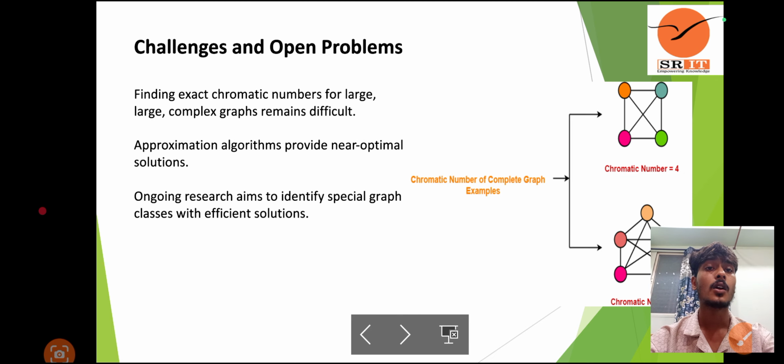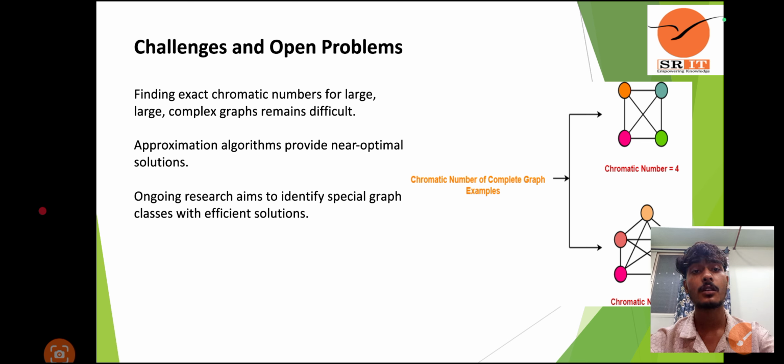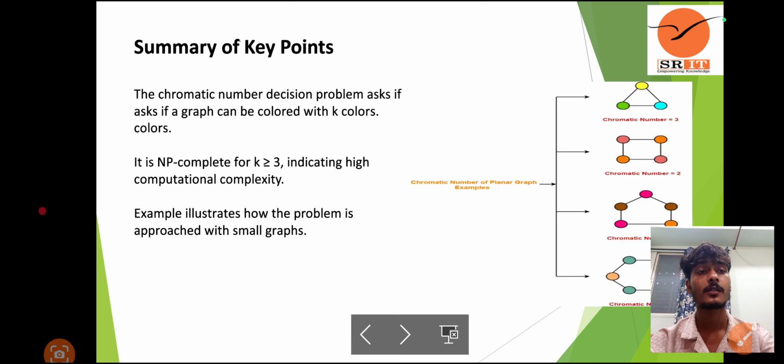Challenges and open problems. Finding the exact chromatic number for large complex graphs remains difficult. Approximation algorithms provide near optimal solutions. Ongoing research aims to identify special graph classes with efficient solutions.